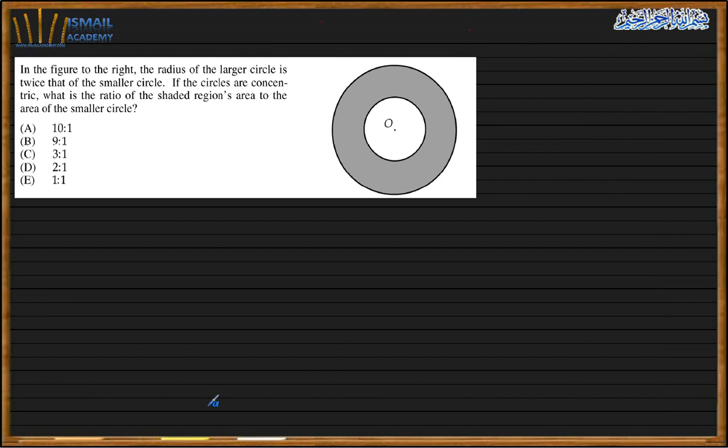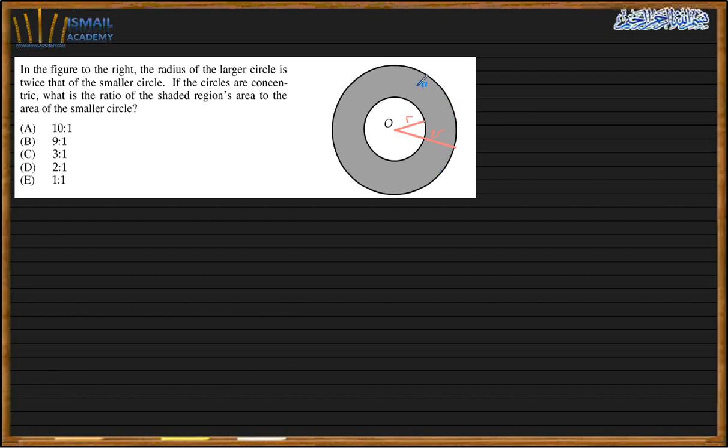To the right, the radius of the largest circle is twice the radius of the smaller. That means if this is r, this is 2r. What is the ratio of the shaded region area to the area of the smaller circle? So the first thing I need to find out is the shaded region.